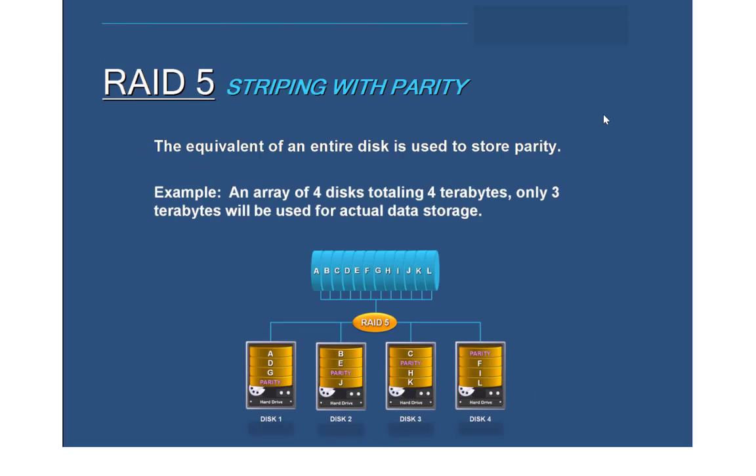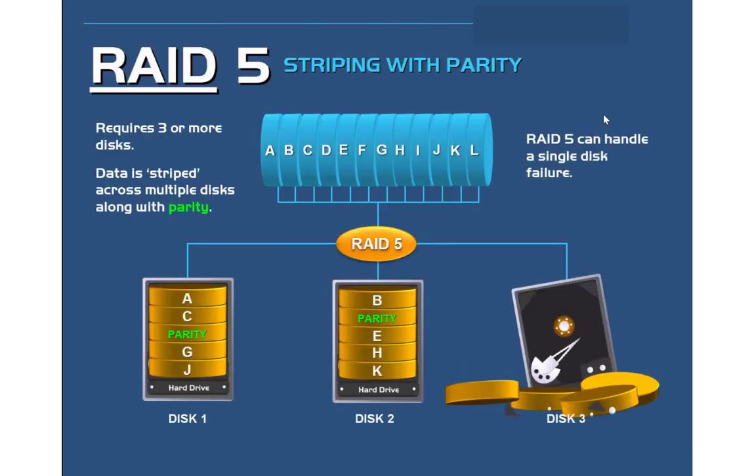For example, if we have 4 hard drives, only 3 disks are available for data. If an array of 4 disks totals 4 terabytes, only 3 terabytes will be used for actual data, and the remaining one is used for the storage of parity. So if something goes wrong with one disk, we can easily rebuild our RAID and get back our old data. RAID 5 can handle only a single disk failure. If we have a failure of 2 disks, we are not able to recover our entire data. It can only tolerate the failure of one disk.